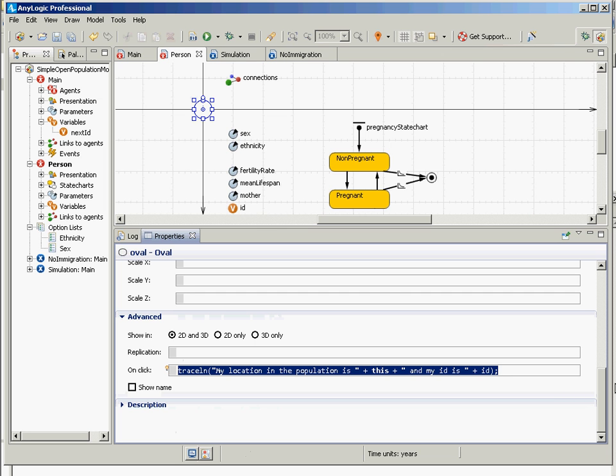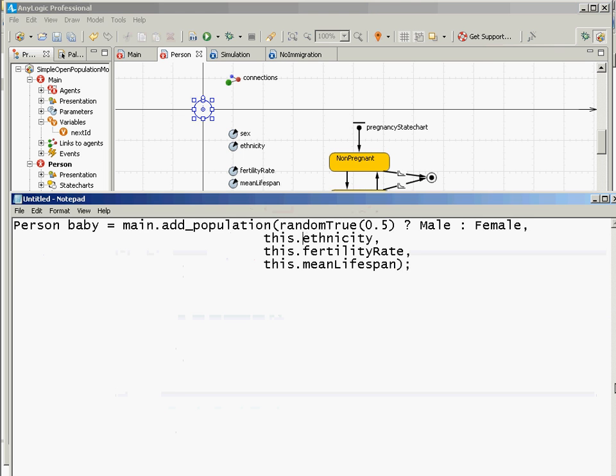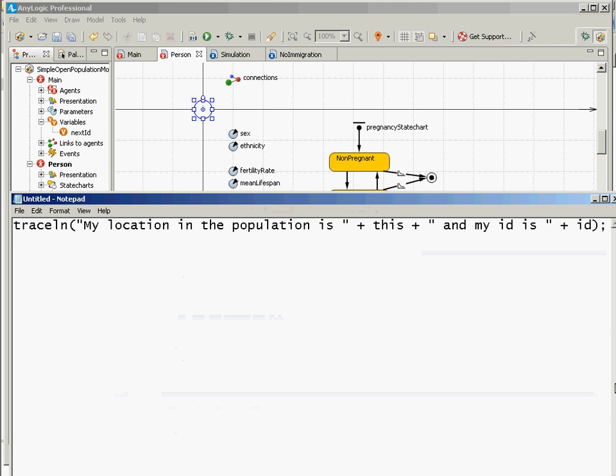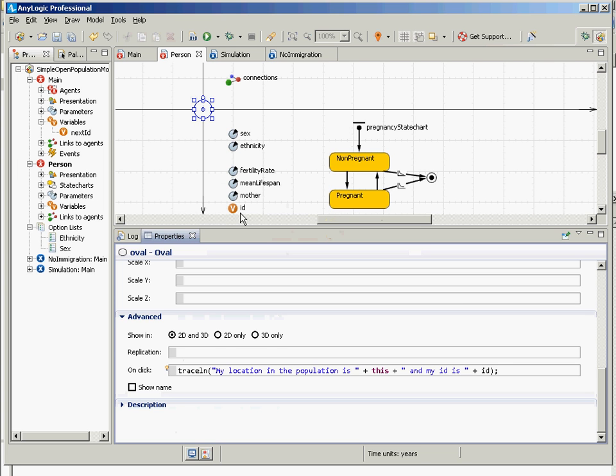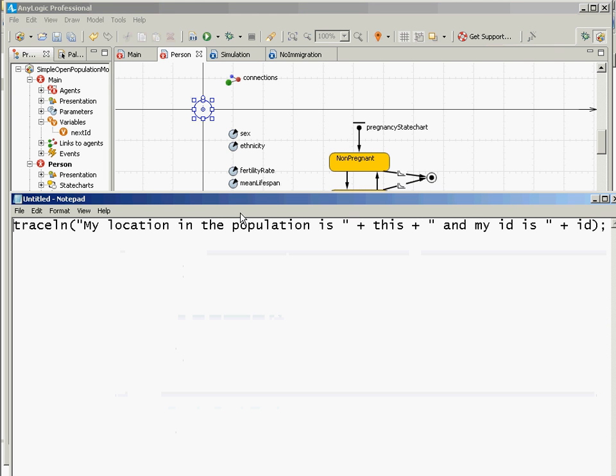When you click on this circle, it will do something. What is it going to do? Here it's going to print out this: my location in the population. Watch out for those quotes. My location in the population is, and this plus just means put that next to whatever my name is, the name AnyLogic gives me, and my ID is this thing, which is the ID that I was given by the ticker tape. There we go. My location in population is my name, my ID is such and such.